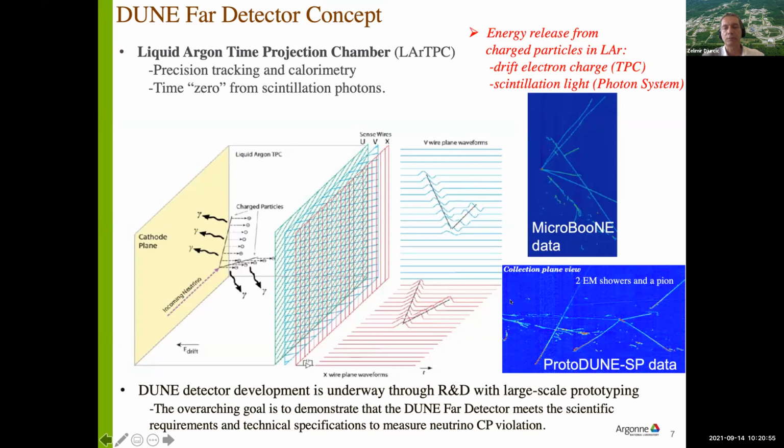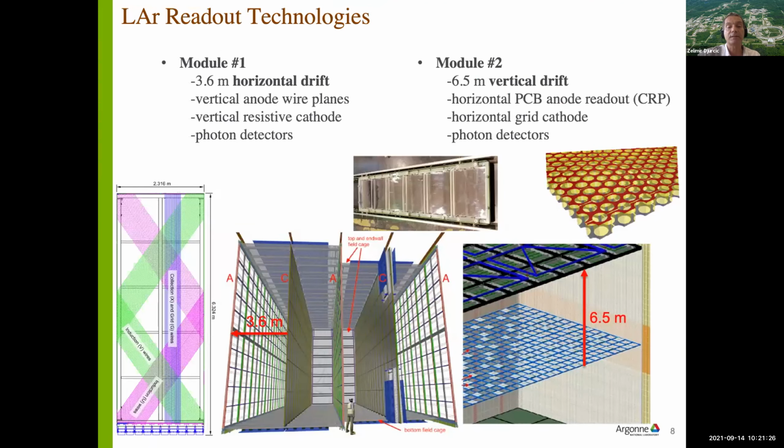Initially we used to show these pretty images from other current and previous experiments. This one is from MicroBooNE, but right now we have our own large-scale prototype called ProtoDUNE-SP. SP stands for single phase, and I will mention that through the rest of my talk. The goal of prototyping is, of course, to demonstrate that the DUNE far detector meets the scientific requirements and technical specifications to measure CP violation, and of course to address other physics topics.